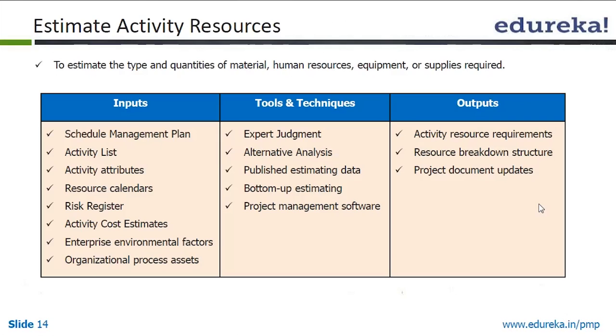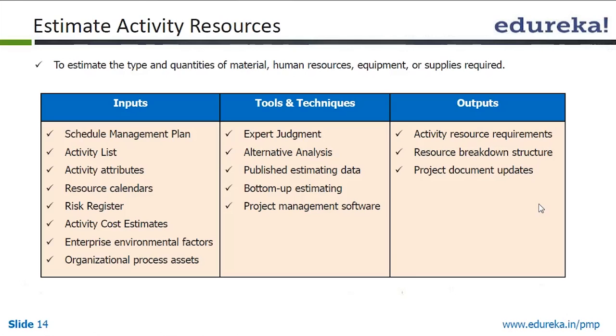Once the activities are listed, the relationships and dependencies are created, and we have found out the critical path, etc., now we have to estimate the activity resources, because the resource will actually give me the actual status of the path of the project plan. So to estimate the type and quantity of material, human resource, equipment or supplies required, this estimation is done. So this is basically man, material and machine. All the 3 resources are being estimated and allocated in this project.